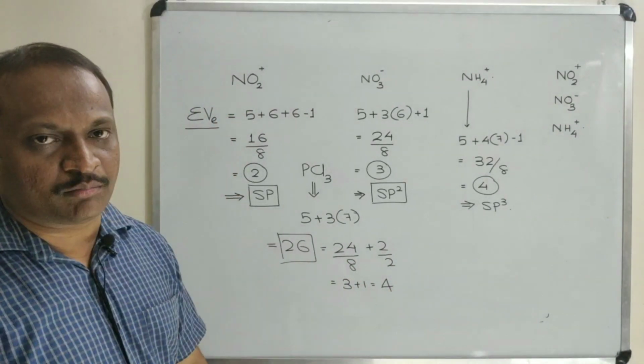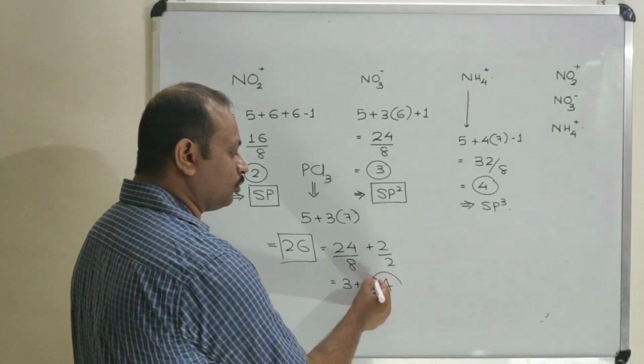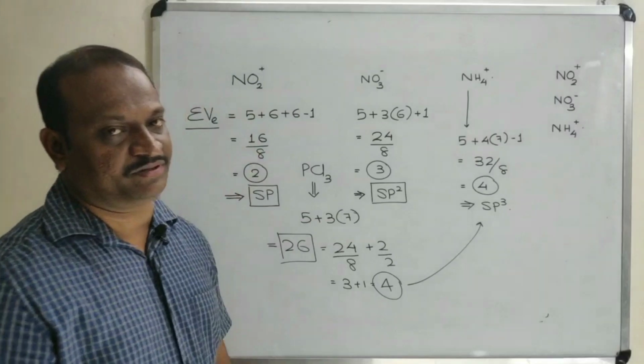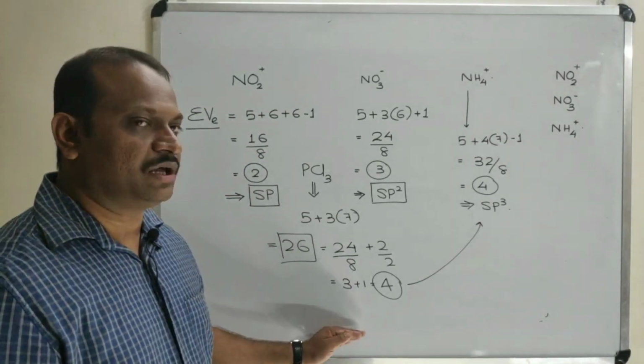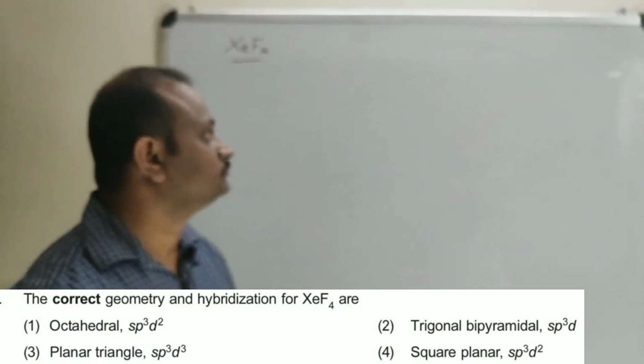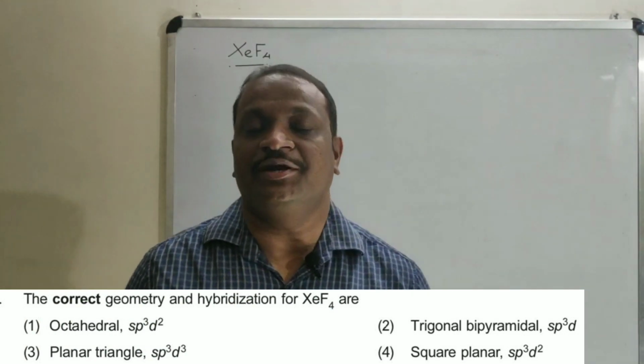So we got the steric number right now. What is the steric number? 4. If the steric number is 4, the hybridization is compulsorily sp3, you know that. So this is an extra example I added to your problem. Yeah, let's see the next question.